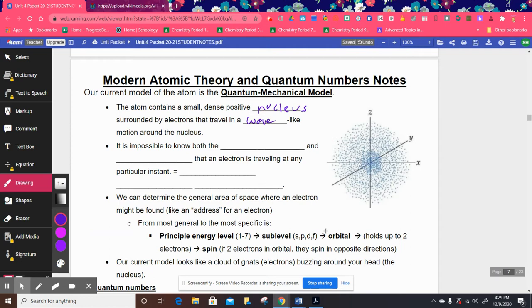It is impossible to know both the location of an electron at any particular time as well as the direction that it is traveling. They're moving in a wave-like pattern constantly, really fast. So you can't know both its location and the direction that it's traveling at any particular point in time. This is called the Heisenberg uncertainty principle.